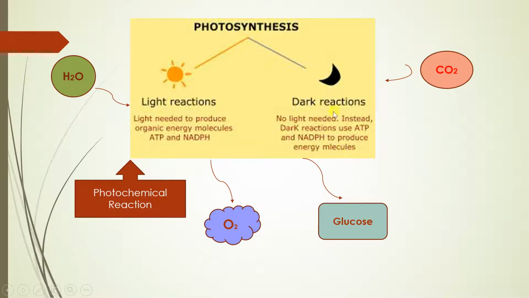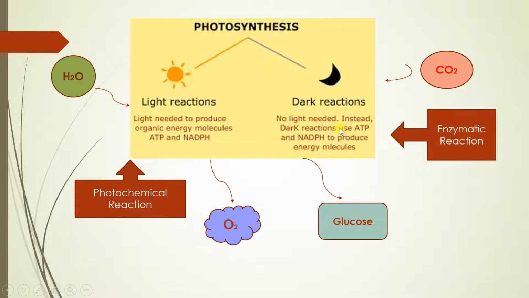The light independent phase is known as dark reaction, which involves purely enzymatic reactions through which carbon dioxide is reduced by using ATP and NADPH produced during light reaction to produce glucose.